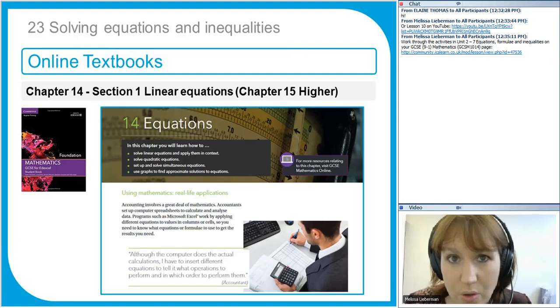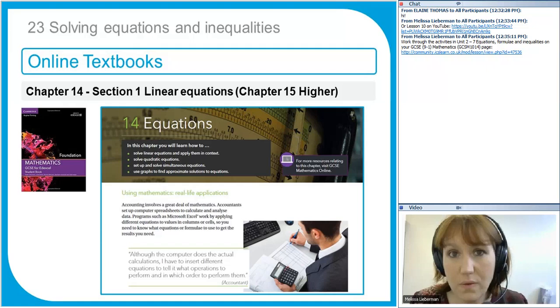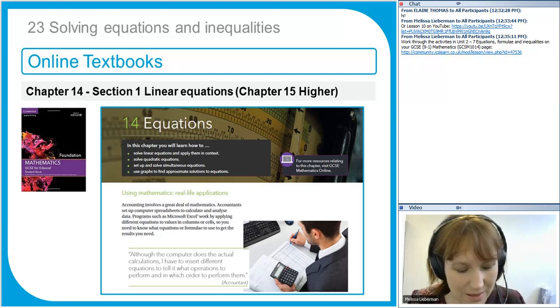Use your textbooks as well. So in your textbooks, you've got an overview of each topic and worked examples. So if you need more worked examples, have a look in the textbook. If you're using the foundation tier version of the textbook, it's chapter 14. Just do the first section, which is linear equations, which is what I'm doing today. So don't worry about quadratic equations for now. Don't worry about simultaneous equations for now. Just focus on linear equations. We'll do those first, and then we'll go back to the harder ones later on. So if you're working through the foundation tier textbook, section 1 on linear equations is in chapter 14.